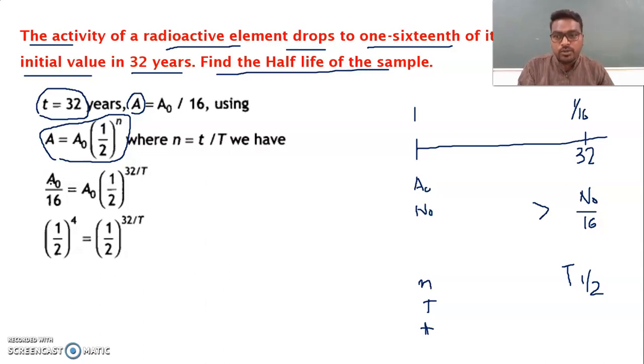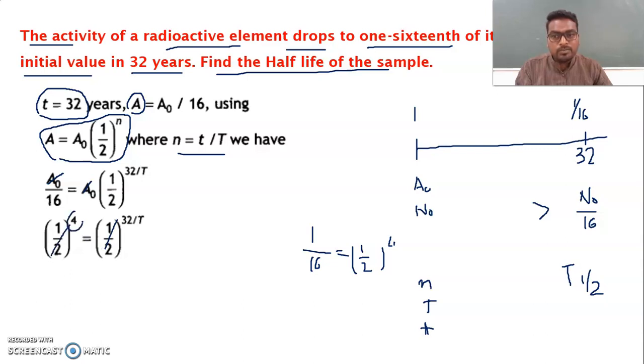That's why we take A naught by 16 equal to A naught into 1 divided by 2 to the power of 32 by T. Because from this formula, n is equal to t divided by capital T, that is, total time divided by half-life, 32 by T. Then A naught gets cancelled, and we can write 1 by 16 as 1 by 2 to the power of 4. So we can write like this, and the half gets cancelled.